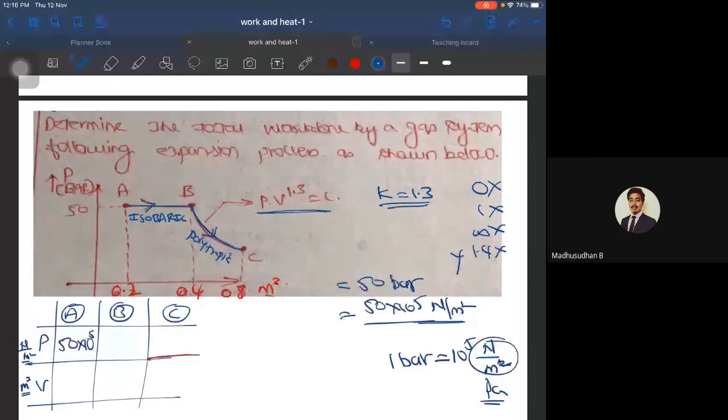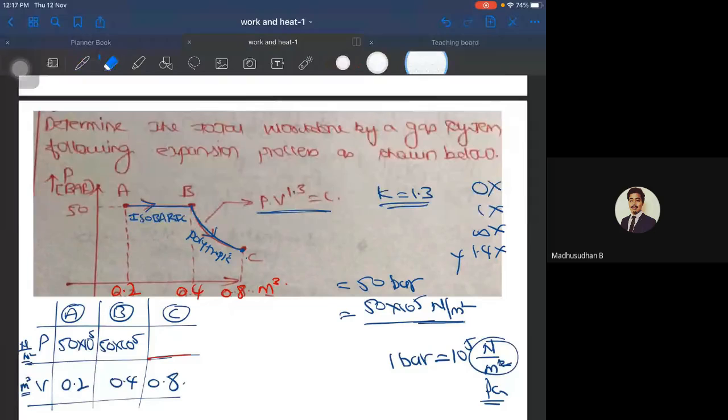What is the pressure at state B? 50 into 10 to the power of 5, the same thing. What is the volume at state A? 0.2. Now, the volume at state B: 0.4. Last thing, the volume at state C: 0.8. Okay, so this many things I have extracted.